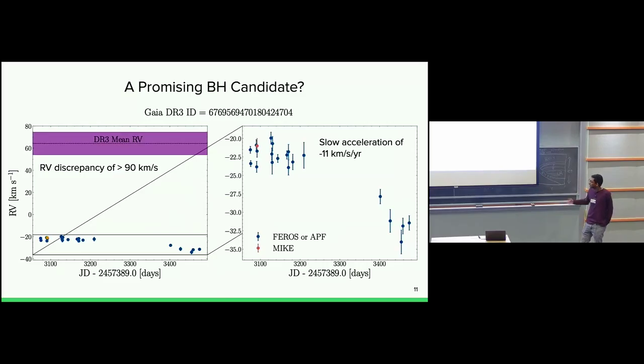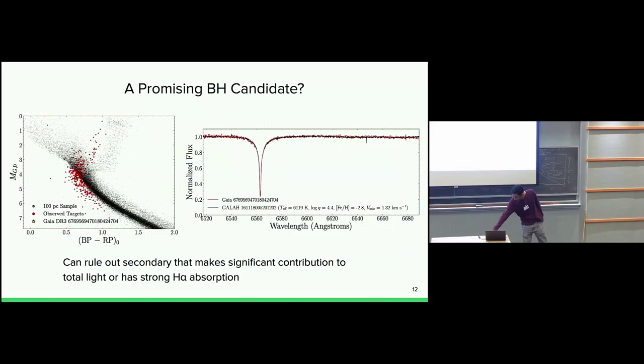assuming the DR3 mean RV is correct, you can only explain this with large companion masses, long orbital periods, and high eccentricities. As you can see, there's one different colored point. That's a high signal-to-noise ratio MIKE follow-up spectrum that we were able to obtain. And we show a cutout of that spectrum here.